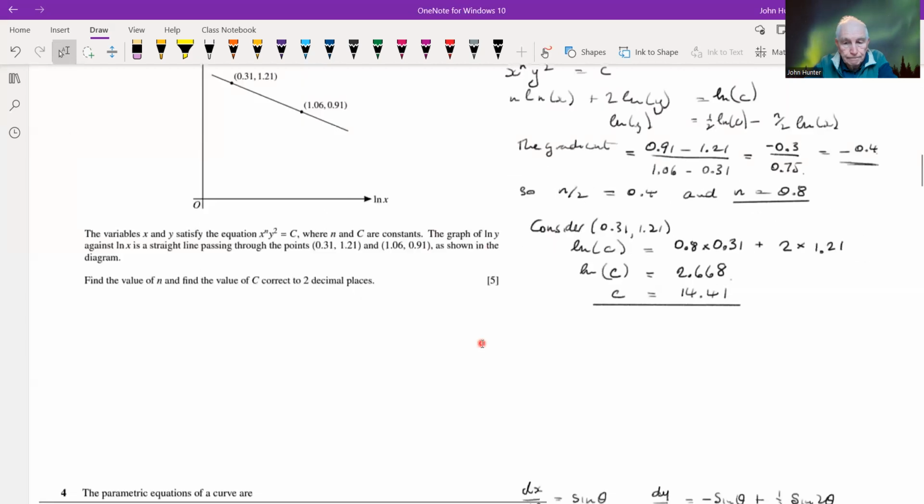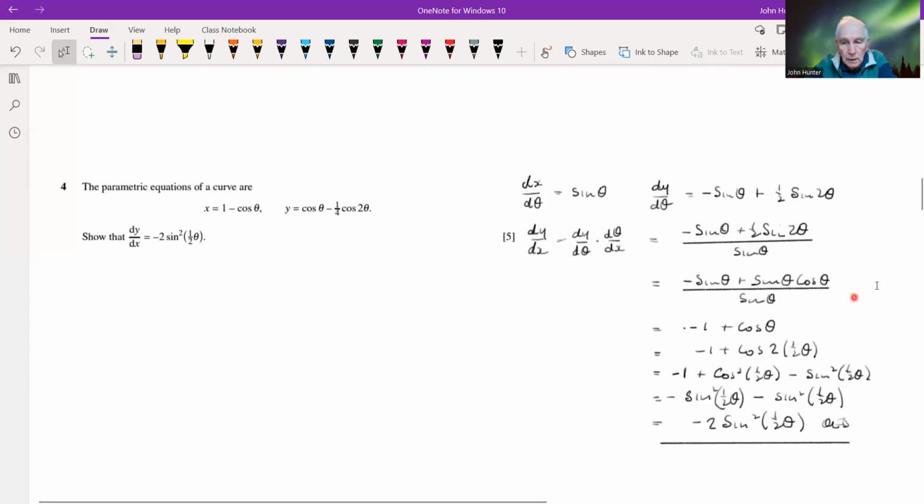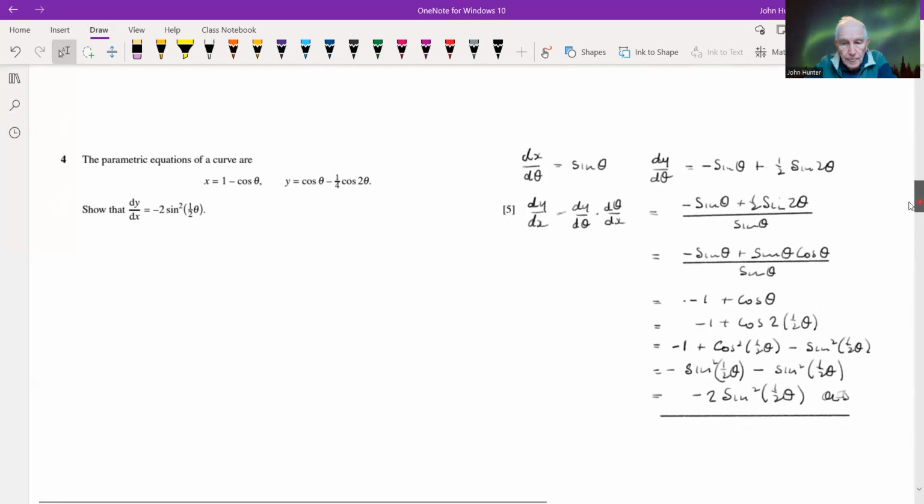Right. Okay, so this is a slightly tricky question. It's a parametric equations come trigonometric identity question. Parametric equations of a curve are x equals 1 minus cosine of theta and y equals cosine of theta minus quarter cos 2 theta. Bit of fun actually to get onto Desmos and just put these parameters in and see what the curve looks like. Always good fun.